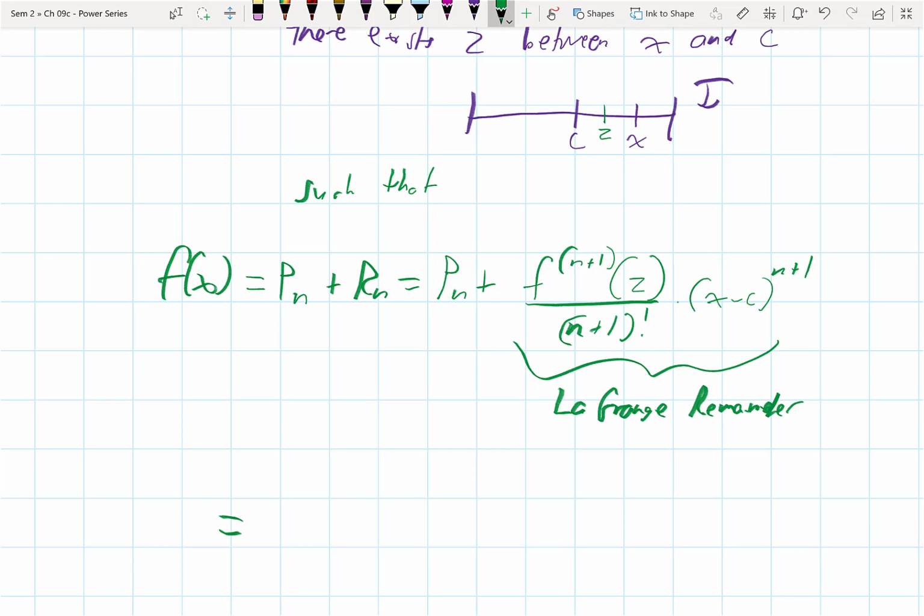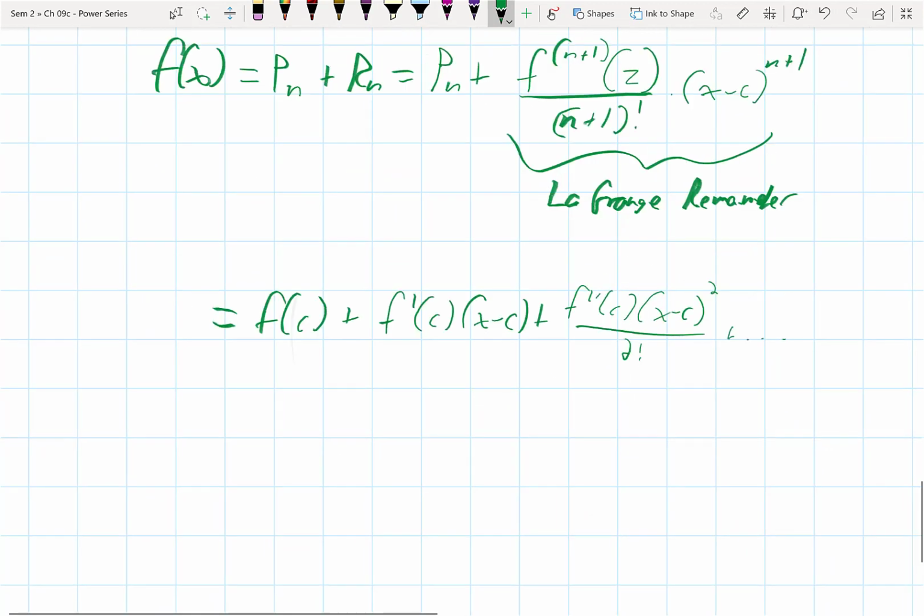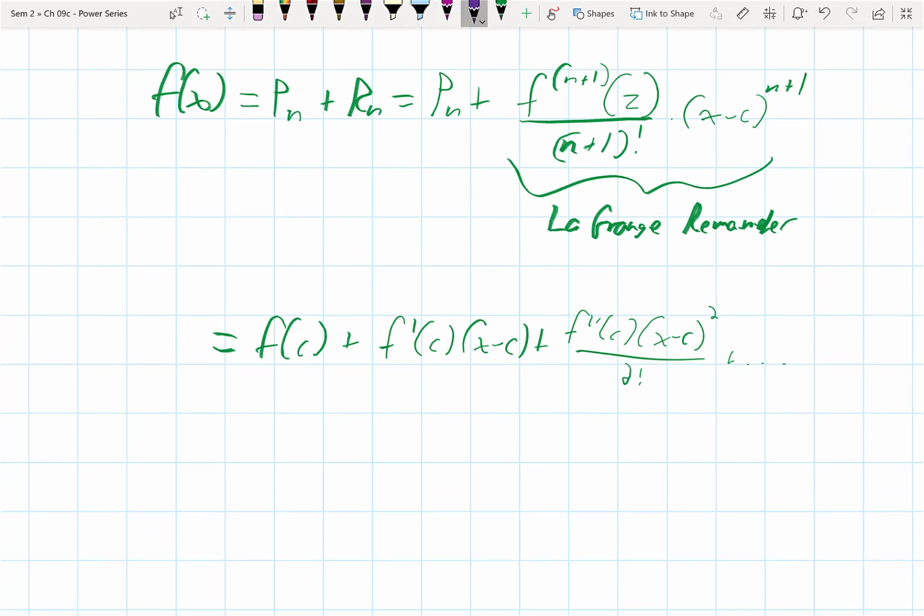I know that this polynomial right here is really just equal to f of c plus f prime of c times x minus c, plus f double prime of c times (x minus c) squared over 2 factorial, and so on. We're centered around c. That's just the Taylor polynomial. So that's the end of the theorem, but what this means is that the goal is not to find z.